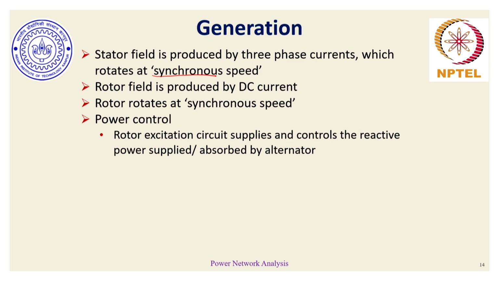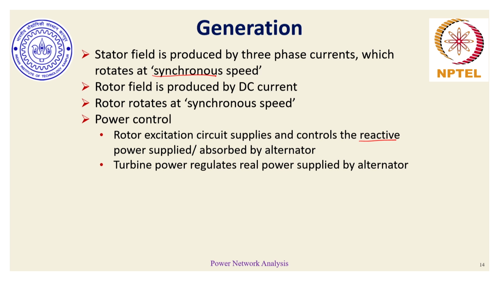In terms of power control, the rotor excitation current regulates or controls the reactive power output of a synchronous generator, whereas the turbine power regulates the real power output. Ideally speaking, any synchronous machine can operate as both a motor as well as a generator. In a motor, the mechanical power is the output and the input is the electrical power, whereas in generating mode, the mechanical power is the input and electrical power is the output.